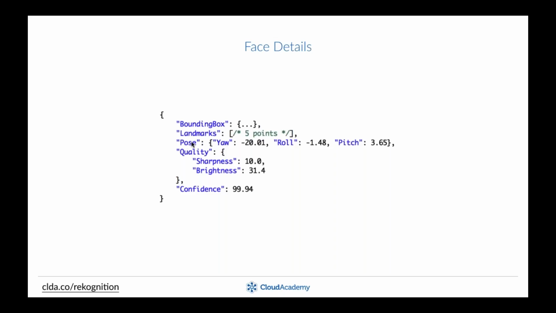And then you will get more data about the pose, so how the face is positioned with respect to the X, Y, and Z axis, and then other qualities like sharpness and brightness, and always a confidence score between 0 and 100, of course.